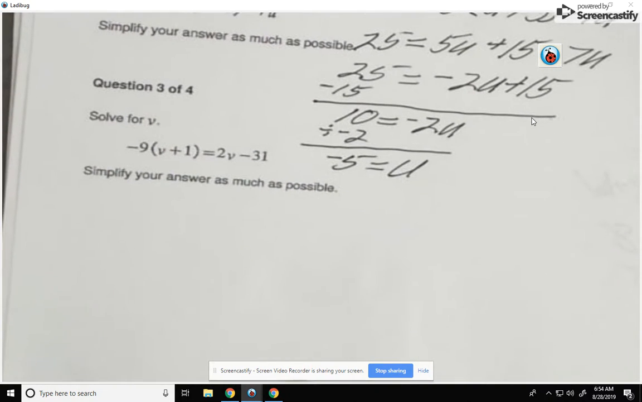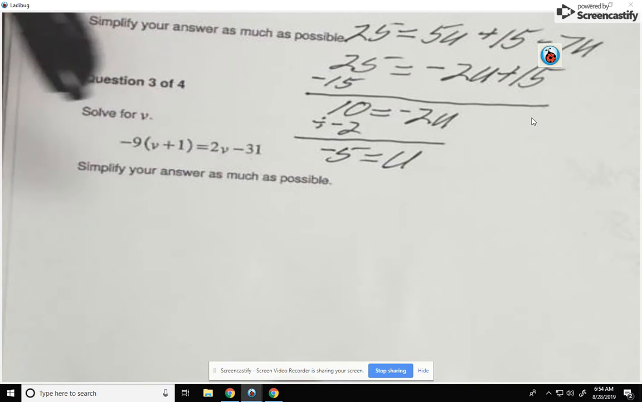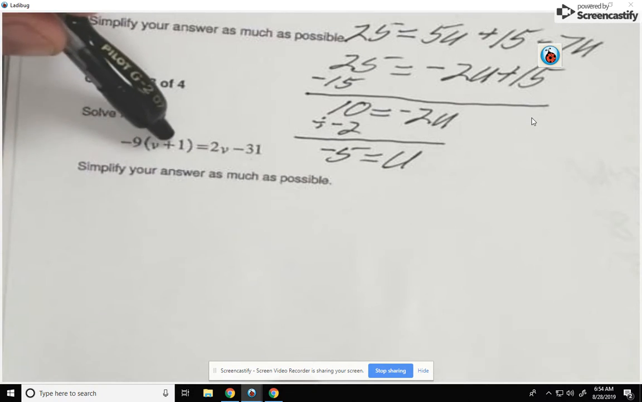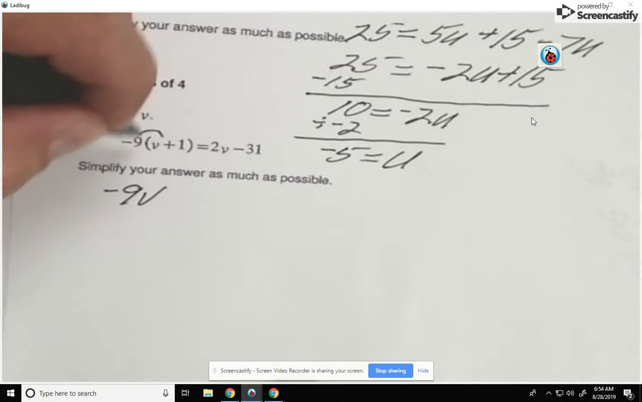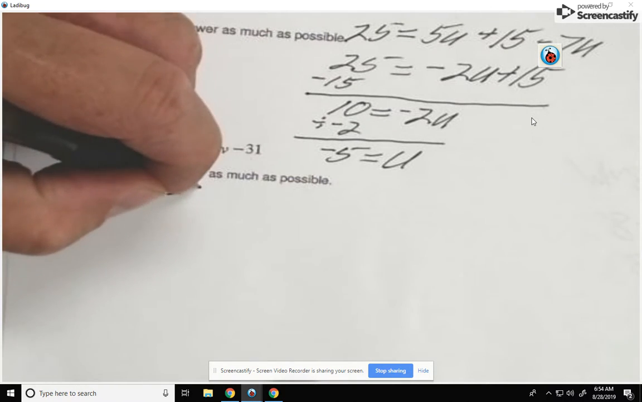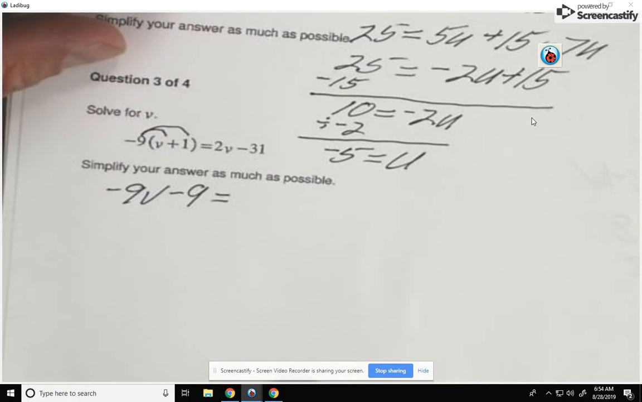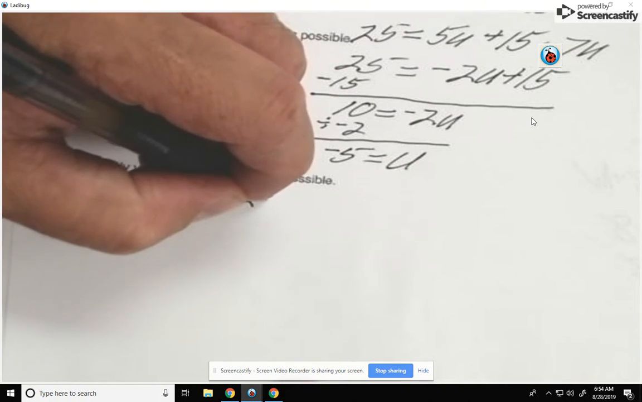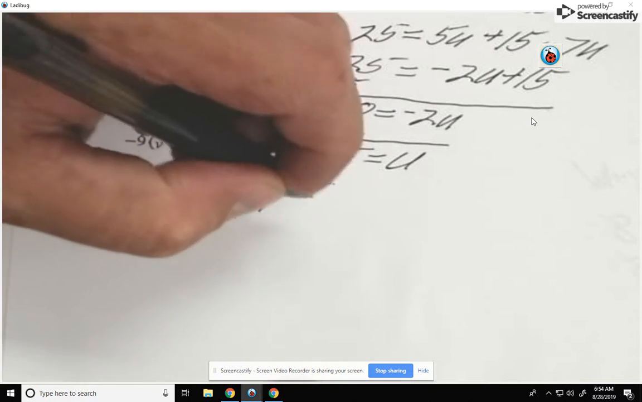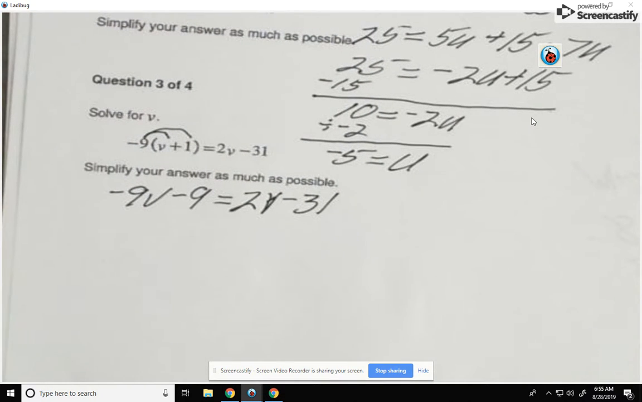Alright, question 3, a little step further. Again, we see if we can simplify either side. On my left side, I can distribute. So I do 9 times negative v to get negative 9v. Negative 9 times the 1 gives me negative 9. That's as simple as it gets, so I'm done with this side. My right side, I cannot do anything with, so I just bring it down: 2v minus 31.